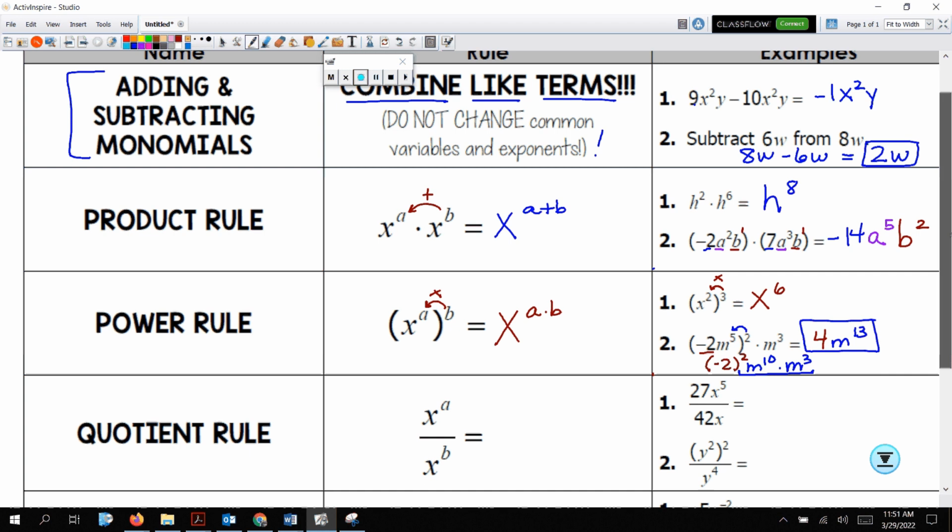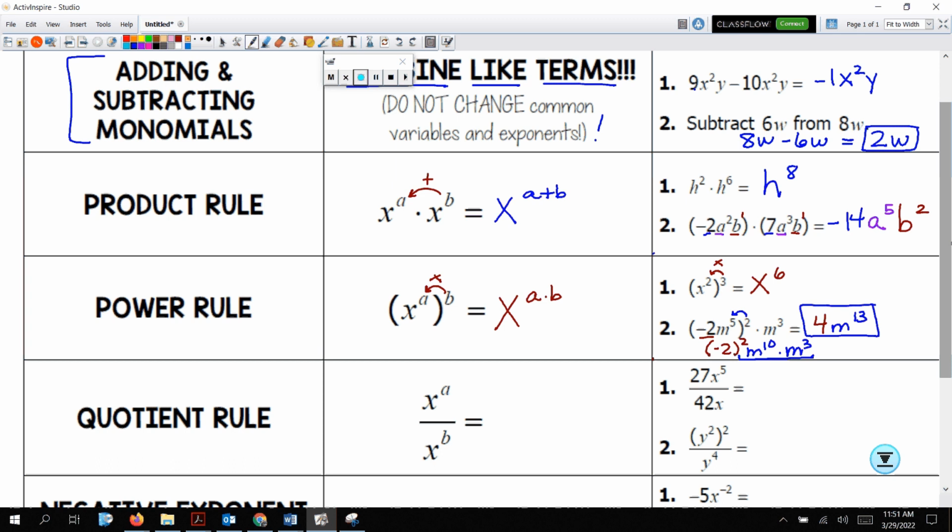All right, quotient rule. Quotient just means dividing. Let me just write this up underneath. So product rule means we're multiplying and we add exponents. Power rule says raising to a power and we multiply exponents.